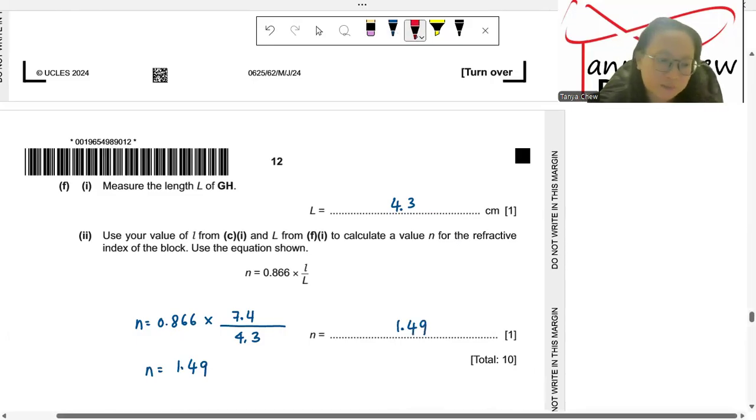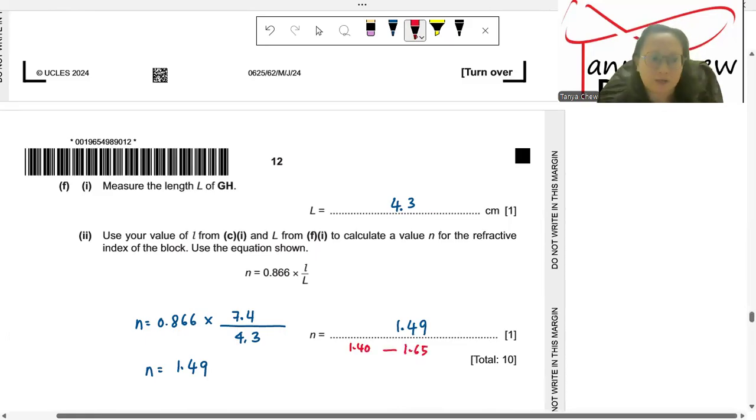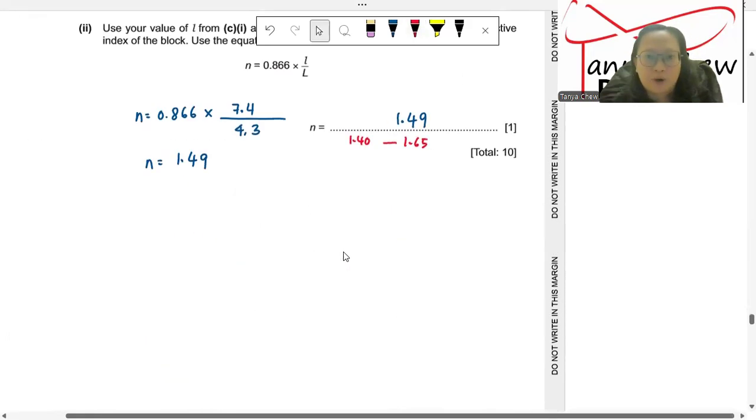The range given in the mark scheme is between 1.40 and 1.65. Quite a large range, right?